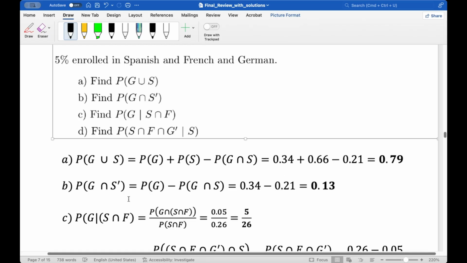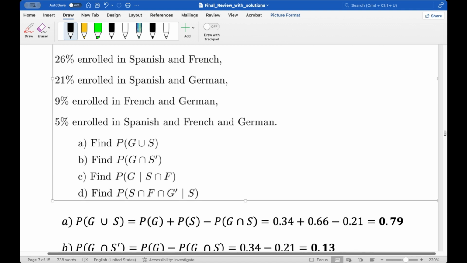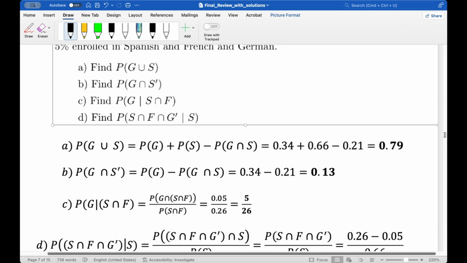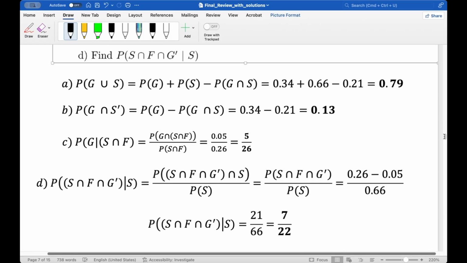German given Spanish and French. So it's the conditional probability, German given Spanish and French. So it's the probability of the intersection, which is the triple intersection, divided by the probability of the given, which is S and F. Triple intersection was 5%, 0.05. Spanish and French was 26%, 0.26. It's 5 out of 26.